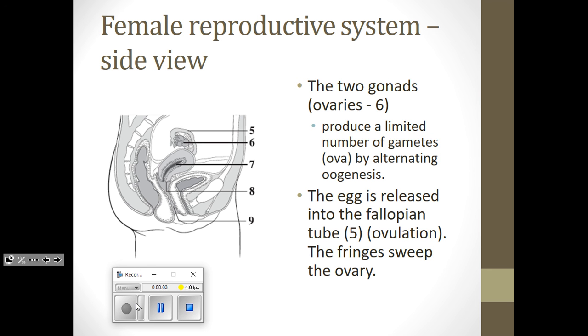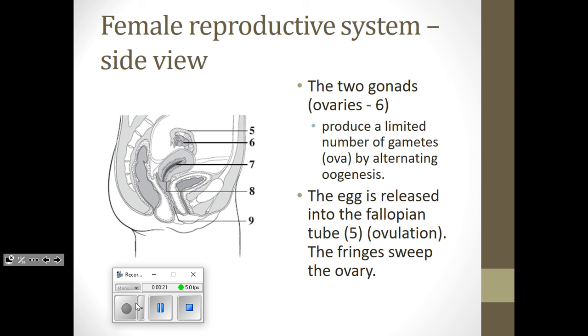So we're going to start off with this side view picture because that tends to be the diploma's preferred way of showing diagrams of reproductive anatomy. But keep in mind that there are two of some of these structures, and I'll show you a view from the front as well so that you can get a better idea of that.